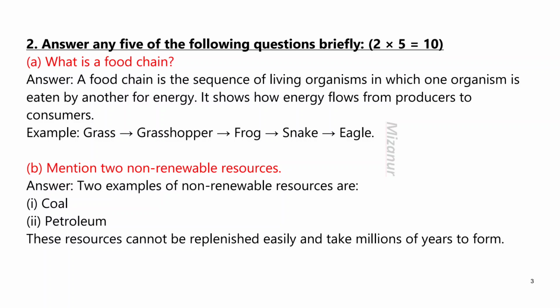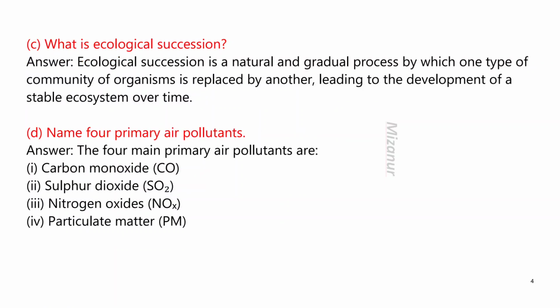Question B, mention two non-renewable resources. Answer, coal and petroleum. Question C, what is ecological succession? Answer, ecological succession is a natural and gradual process by which one type of community of organisms is replaced by another, leading to the development of a stable ecosystem over time.